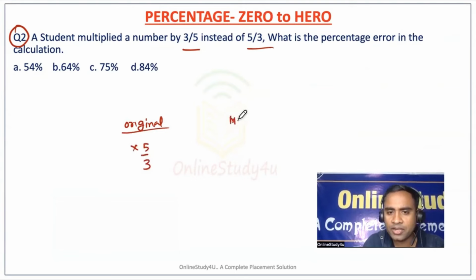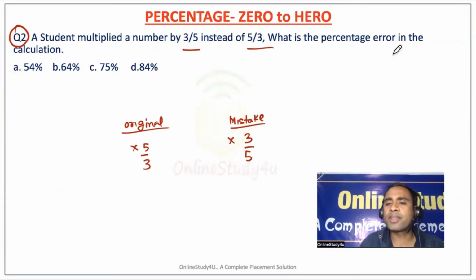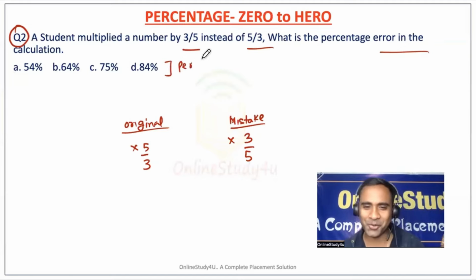But he made a mistake and multiplied by 3 by 5. What is the percentage error? Now the options are given in terms of percentage, so the problem is going to become very easy, because you are free to assume any value.